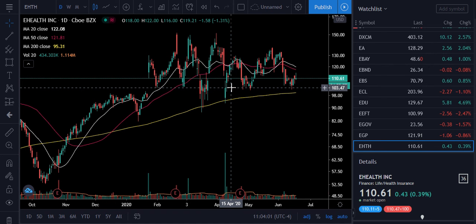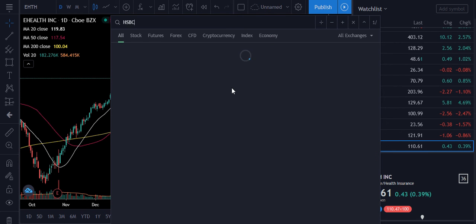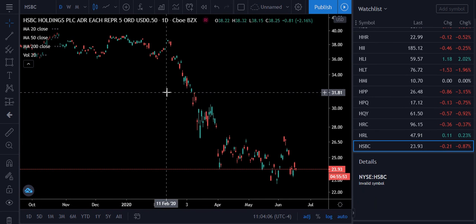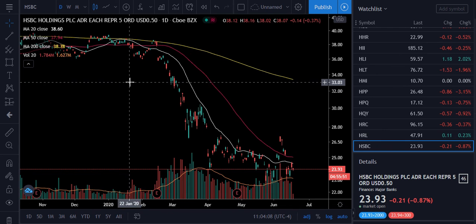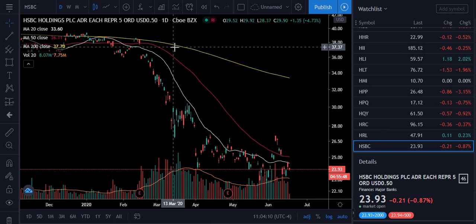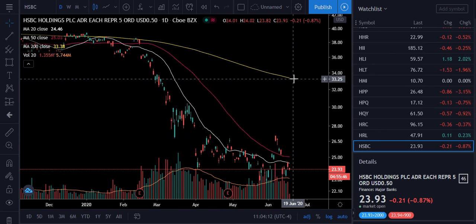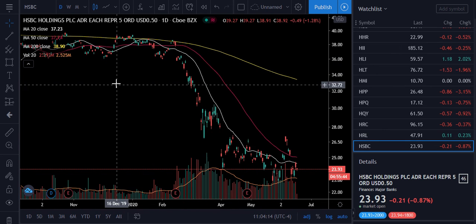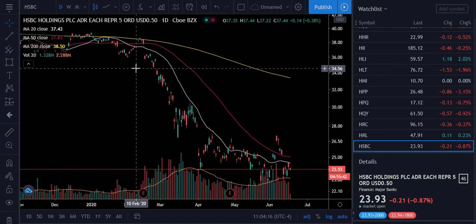And finally, for the stage 4 example, HSBC. HSBC has been in a clear stage 4 downtrend. Look at the 200-day moving average declining. That is also textbook. This is a type of stock that you want to be shorting.